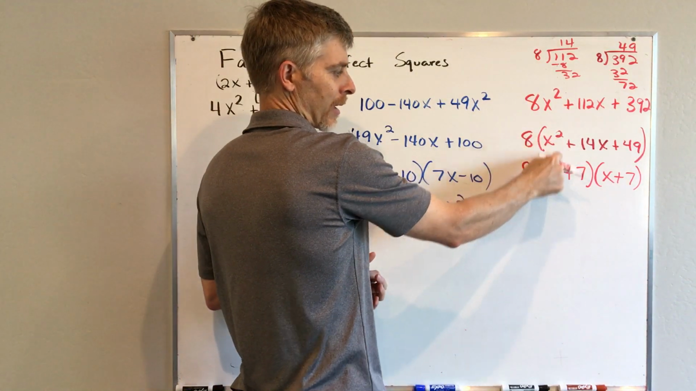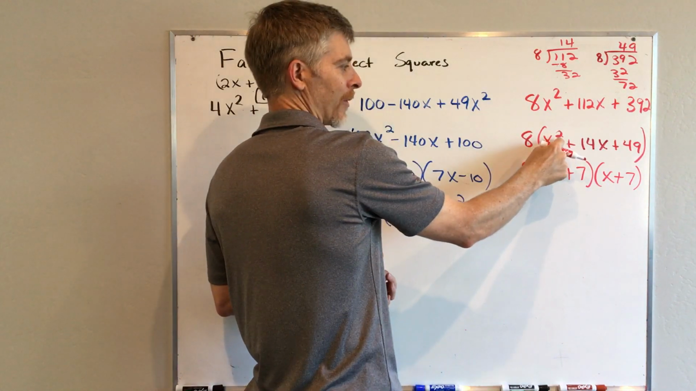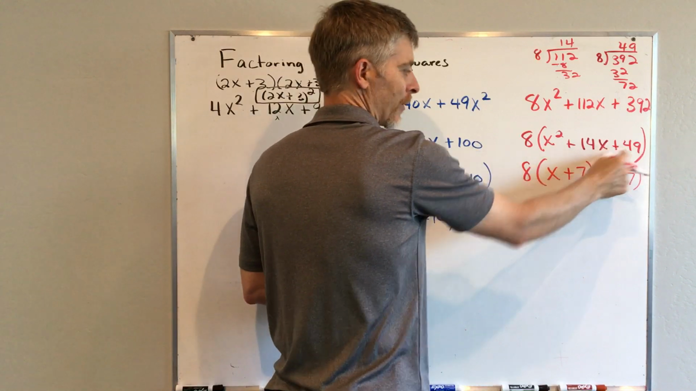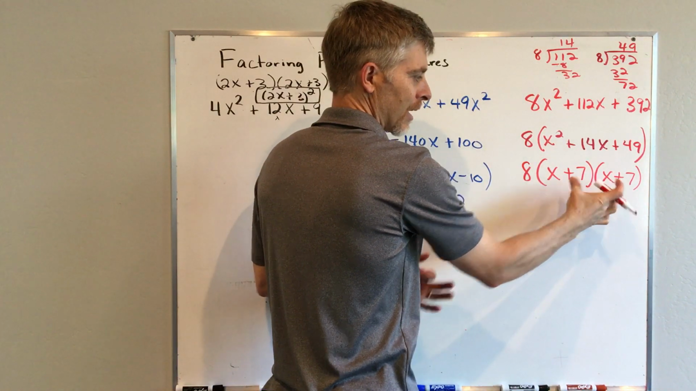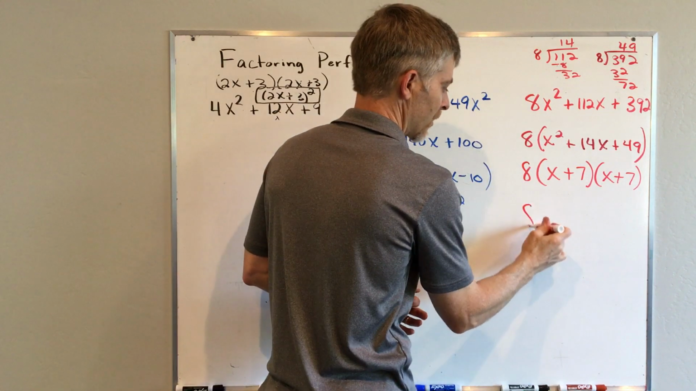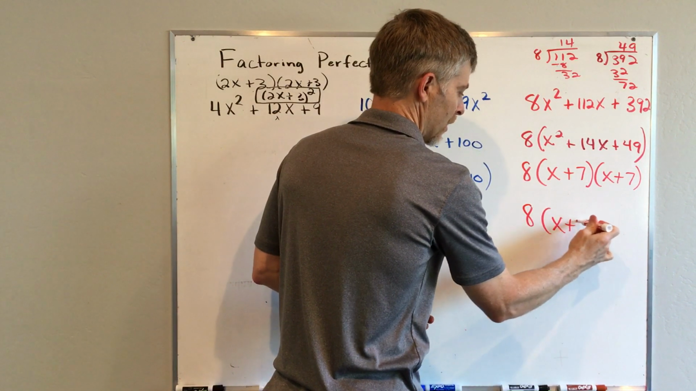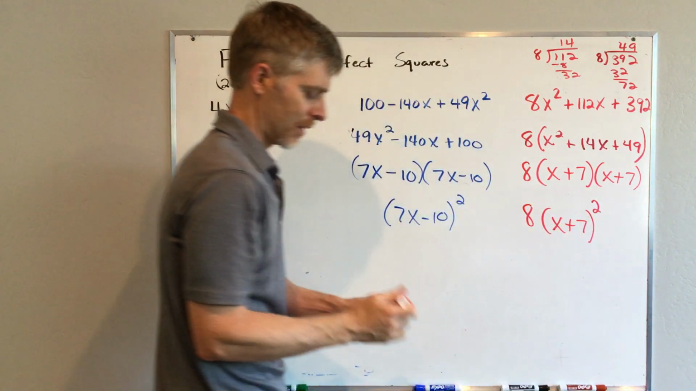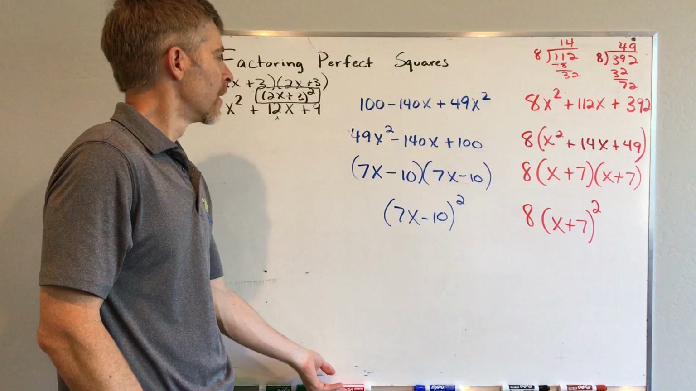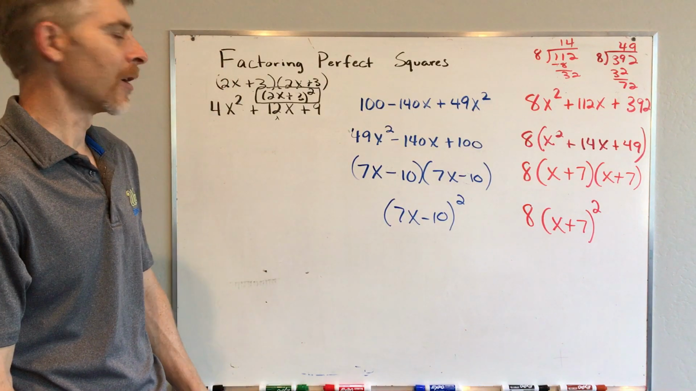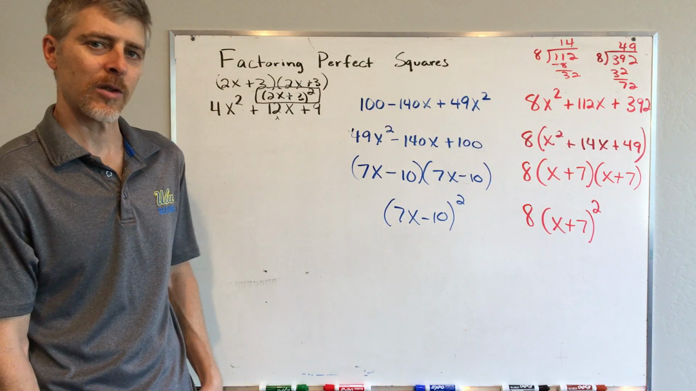Because the square root of x squared is x. The square root of 49 is 7. And then these are exactly the same, and anytime you're multiplying two things together that are exactly the same, that's really something being squared. So those are all the examples you're going to run into factoring perfect square trinomials.